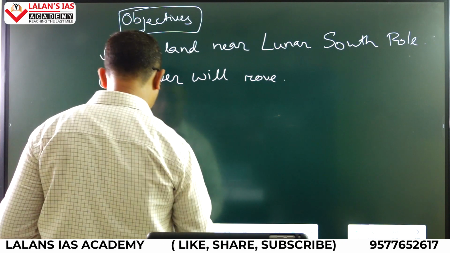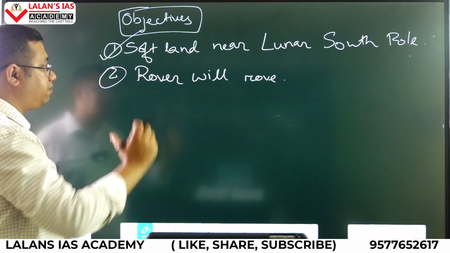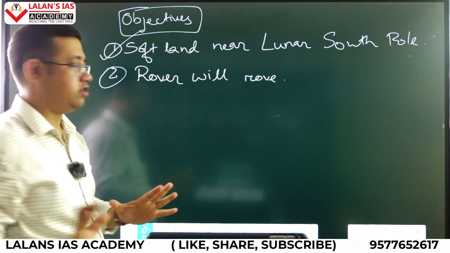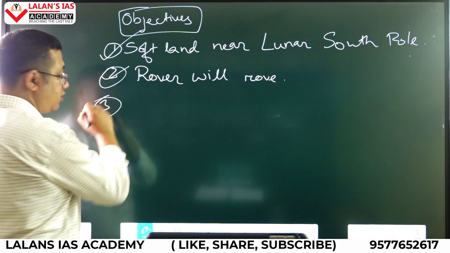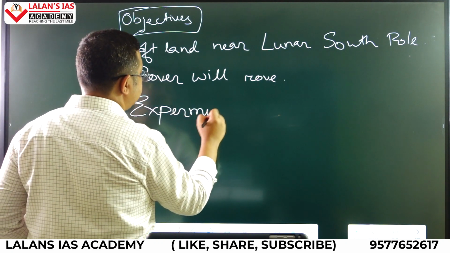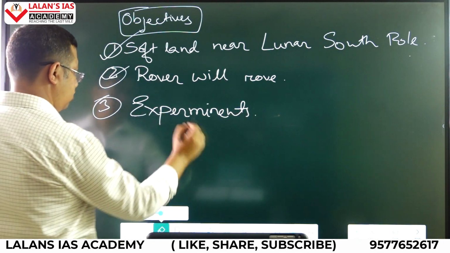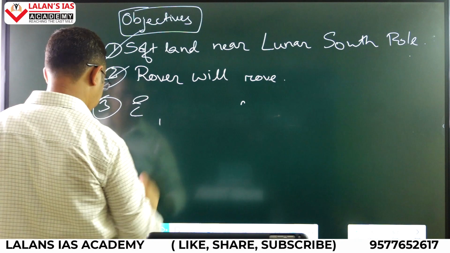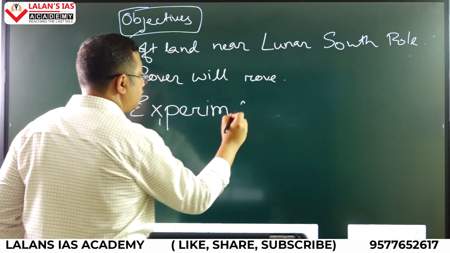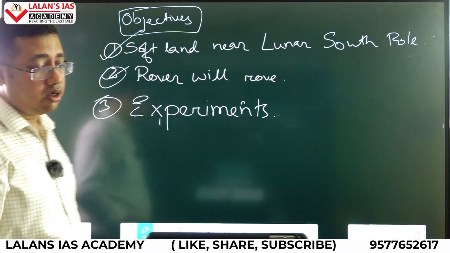Here also we have seen the photograph that Pragyan clicked of Vikram. From that we could ascertain that roving is successful. Third, what is the main objective? It will conduct certain experiments. So these experiments are going on. So these are mainly the 3 objectives of the mission.